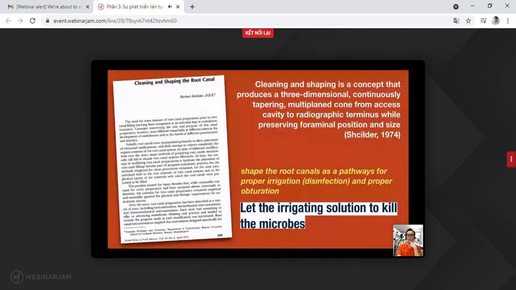In 1974, we have the term cleaning and shaping of the root canal. Cleaning and shaping is a concept that produces a three-dimensional continuously tapering multiplane cone from access cavity to radiographic terminus while preserving foramina position and size. It means if you want to reduce the bacterial load inside the root canal, you have to do proper shaping and cleaning. Shape the root canals as pathways for proper irrigation or disinfecting agent and proper obturation, and let the irrigating solution kill the microbes, because the files alone cannot kill the bacteria. The one that can kill the bacteria is the disinfecting agent, any chemical agent.